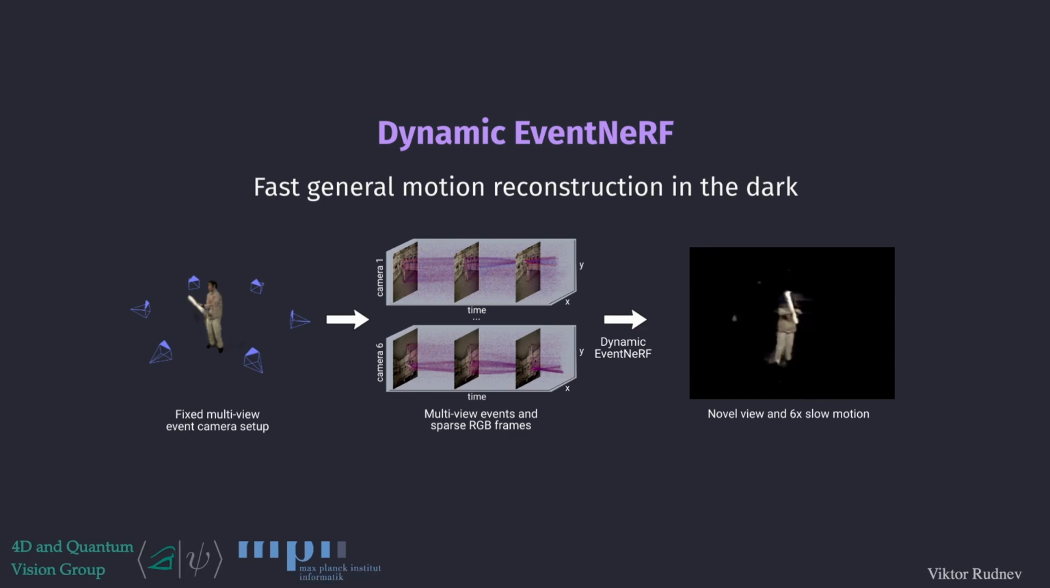We propose dynamic EventNeRF. It enables general non-rigid scene reconstruction using multi-view event and sparse RGB data. We assemble a novel multi-view event camera setup, collect both synthetic and real multi-view event datasets of challenging motions, and propose a method that allows to synthesize arbitrary novel views at arbitrary timestamps.